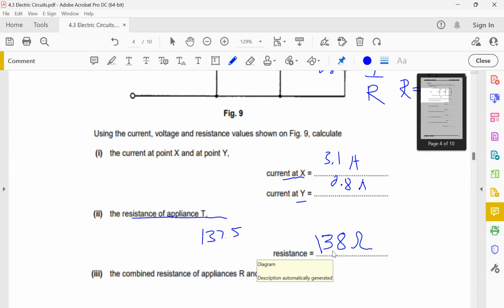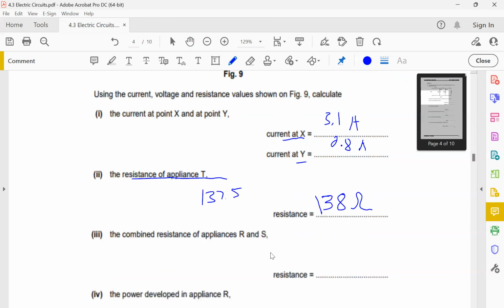What happened here? Oh, okay. Let's check answers.